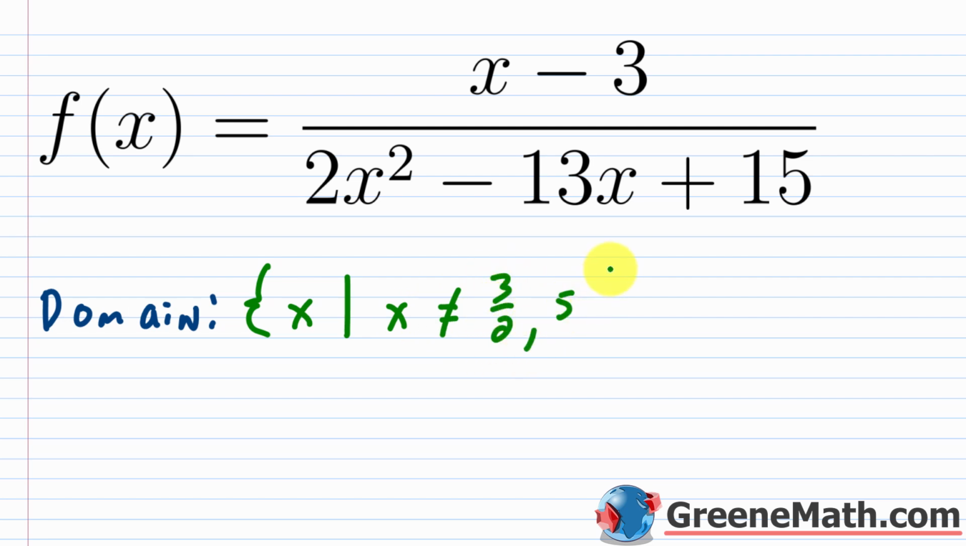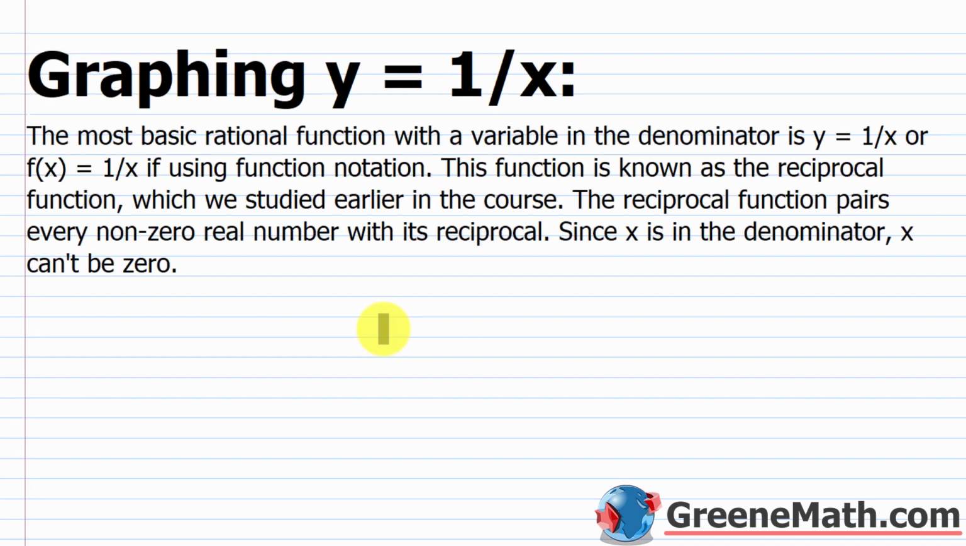All right, let's take a look at graphing y equals 1 over x. The most basic rational function with a variable in the denominator is y equals 1 over x, or f of x equals 1 over x, if using function notation. This function is known as the reciprocal function, which we studied earlier in the course. We did a lesson on parent functions, and we also did quite a few lessons where we looked at graphing transformations. So we should know the graph of f of x equals 1 over x at this point.